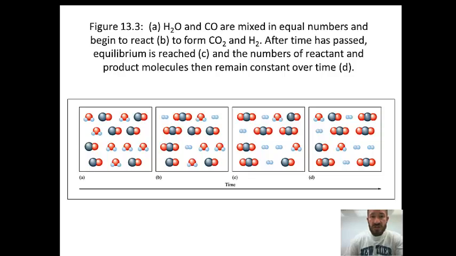So let's look at another situation. This is a molecular representation of this when you have water and carbon monoxide reacted to form carbon dioxide and hydrogen. You see the first two blocks, we see the water molecules, so you see several water molecules, 1, 2, 3, 4, 5, 6, 7 water molecules. And then we have carbon monoxide as well, 1, 2, 3, 4, 5, 6, 7. So equal molar amounts, and they mention that up here, equal numbers begin to react. Then at some point they reach equilibrium.